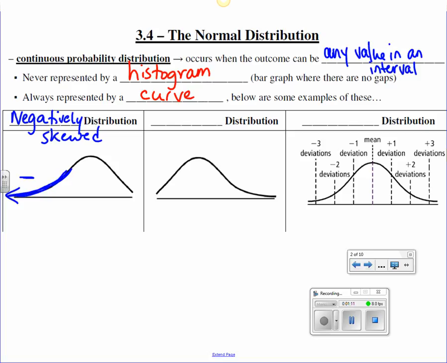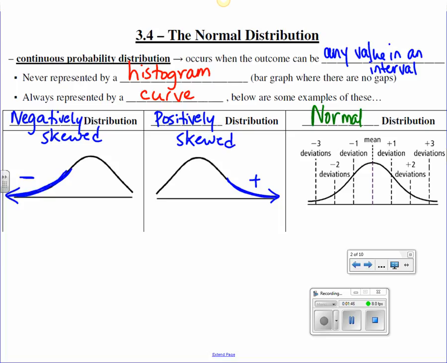Okay, so there'll be a picture like that on the test, and you'll have to say if it's negative or positive. Okay, this one has its tail right here, and where is it pointing towards? Positive. So this one's called positively skewed. All right, and this last one is called normal. Why do you think that one's called normal? Because it's even on both sides, okay?